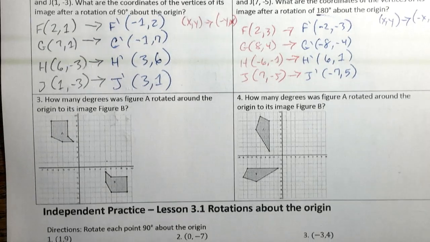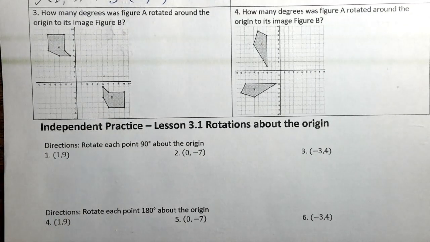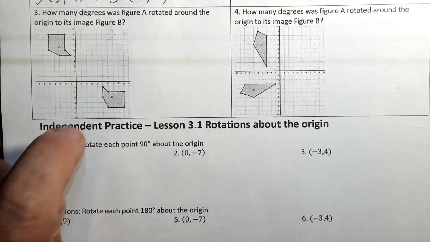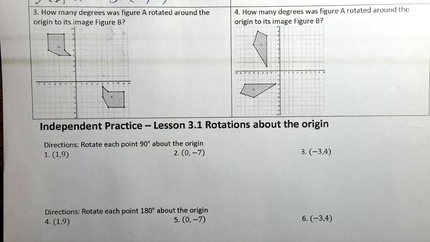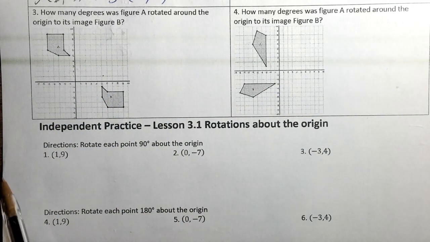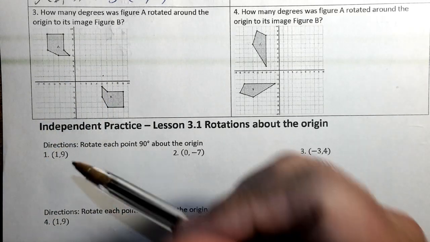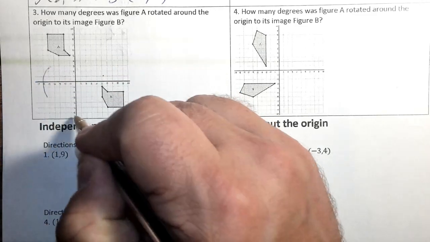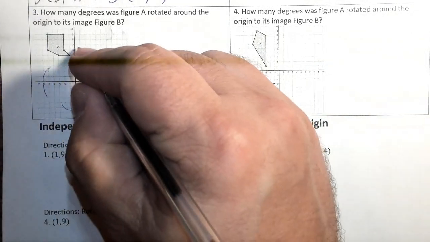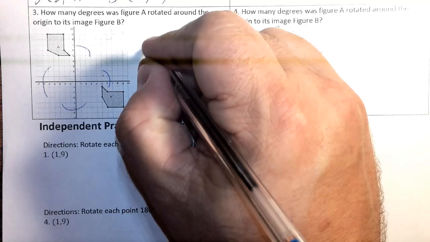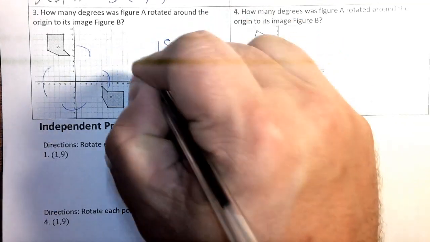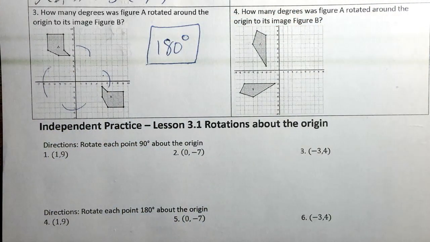I'll scoot over here. Number 3. How many degrees was figure A rotated around the origin to its image, figure B? So here's A, here's B. We have 4 quadrants. It doesn't say, but we're going to say counterclockwise, but this is halfway. It's 180 degrees, so it doesn't matter. If you go this way, you say 90, 180, or you say 90, 180. So this is a 180 degree rotation. Make sense?